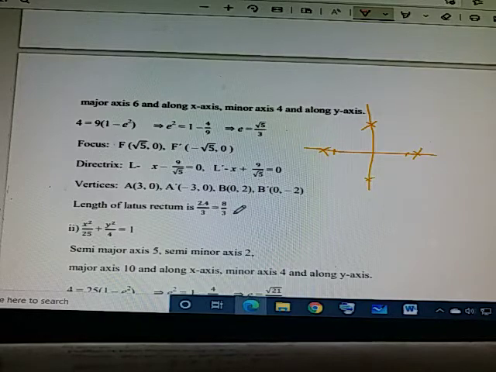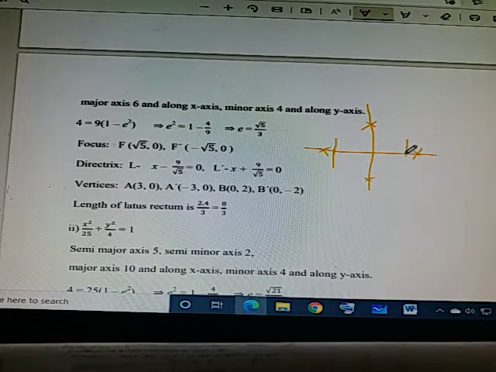Then length of latus rectum is 8 by 3. 8 by 3 means 2 point something, so this is half, 4 by 3. So it is 1 point something. So it is somewhere here. So this is latus rectum. Then this one is latus rectum, and your directrix is 9 by root 5. So 9 by root 5 is 3 point something. So it is here.